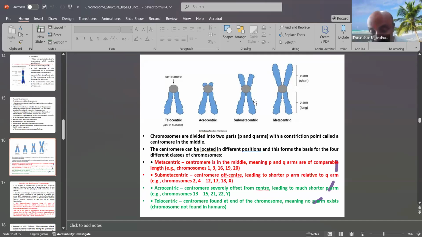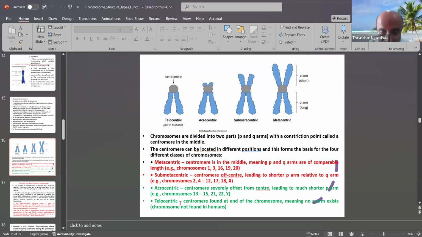The centromere is slightly offset from the center, leading to one arm being much shorter than the other, so the chromatids differ in length. It is called submetacentric or acrocentric here. This is the acrocentric part. This part is the centromere, the center part. Then either side is a difference between the two chromatids.